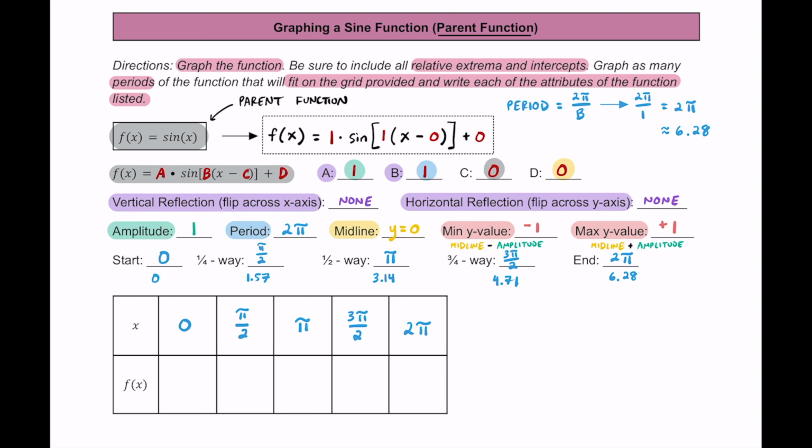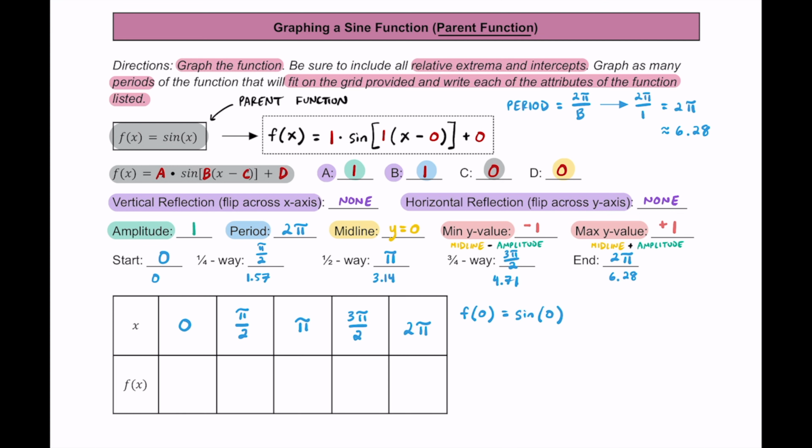Now that we have our x coordinates for this function to graph, let's go ahead and figure out if we can find out our f of x values or our y values. All right, so first we have x is equal to 0, so let's go ahead and see if we can find f of 0. Now f of 0 is just going to be sine of 0.